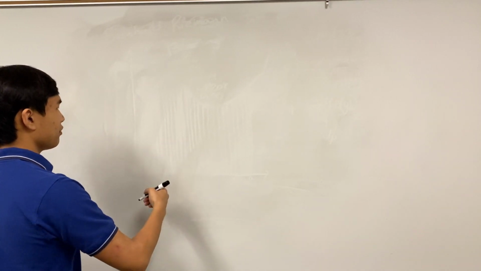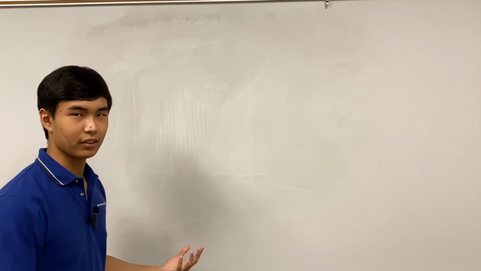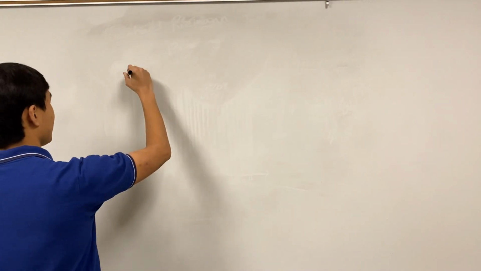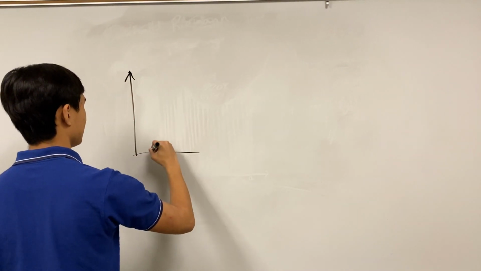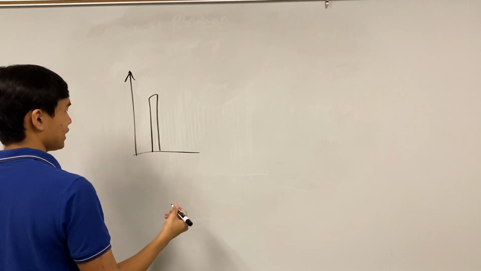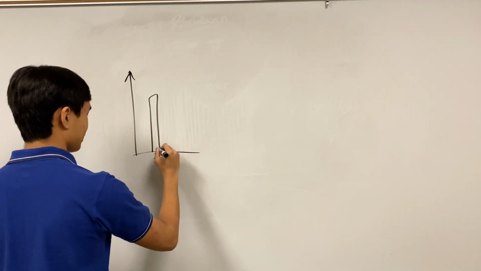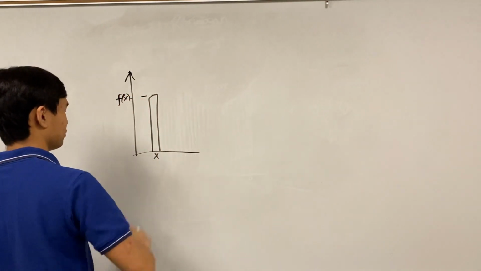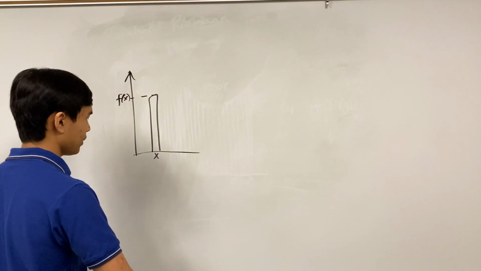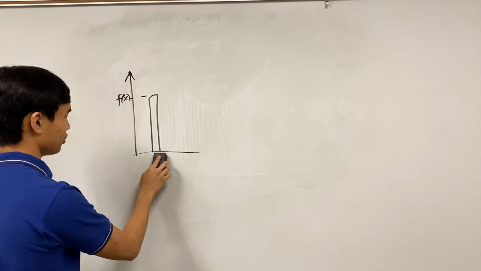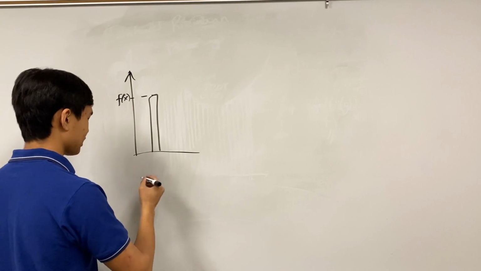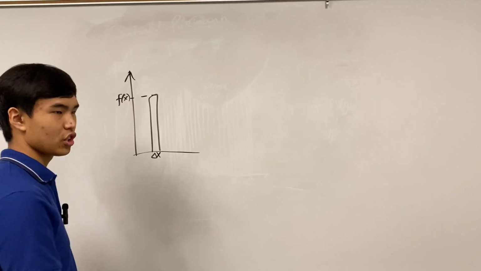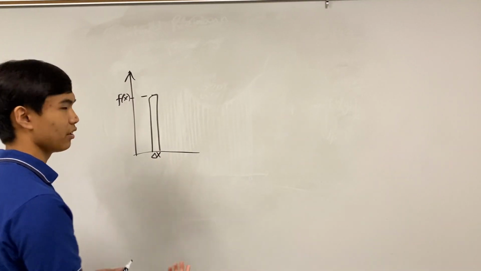So first off, let's think about what a rectangle is, right? It's a height times a width. So if we had a graph like this and we have a rectangle here, we can say that the width is x and the height is f of x. And how about we change this x to delta x, right? This change in x, the width of the rectangle.